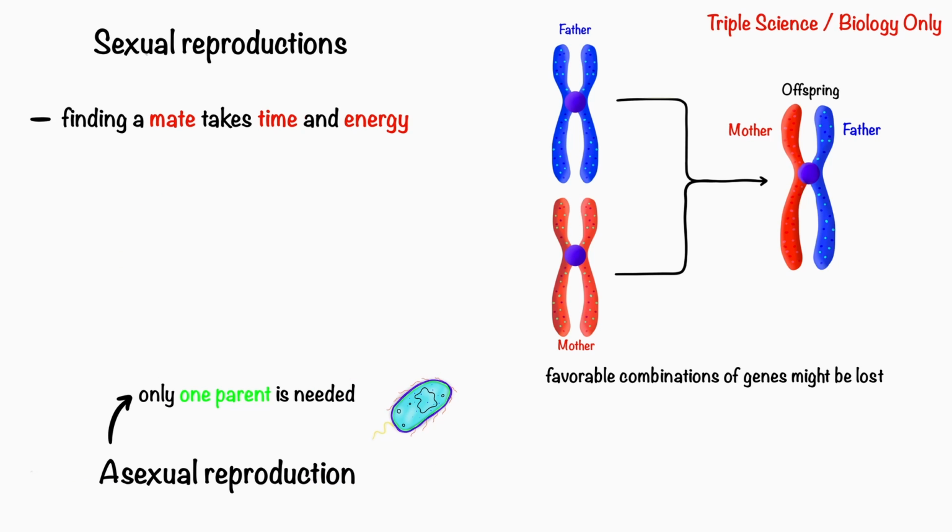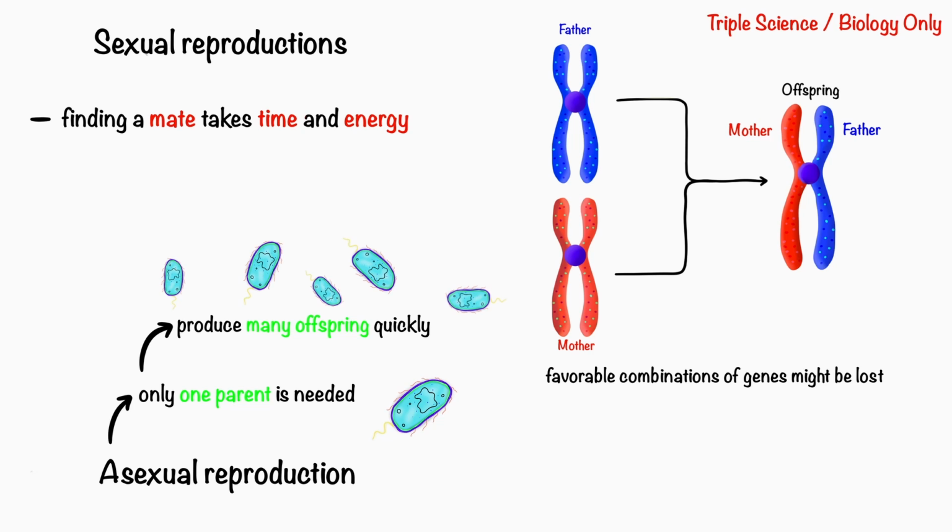Asexual reproduction offers different advantages. Since only one parent is needed, organisms can reproduce without finding a mate, saving considerable energy. This method is typically faster than sexual reproduction, allowing organisms to produce many offspring quickly when conditions are favorable. The speed of asexual reproduction makes it particularly useful for colonizing new environments rapidly.